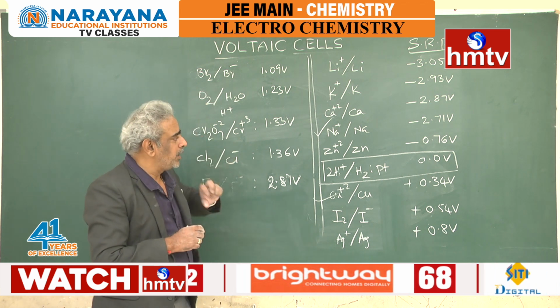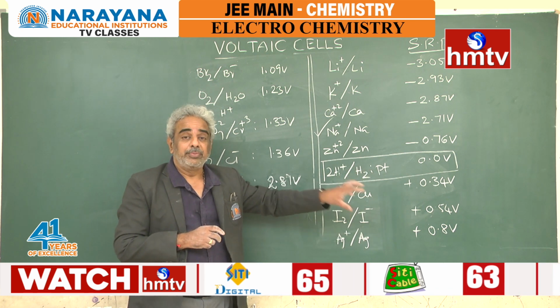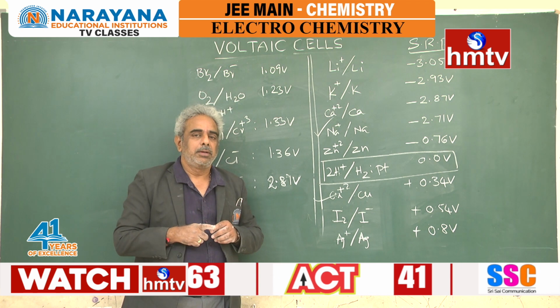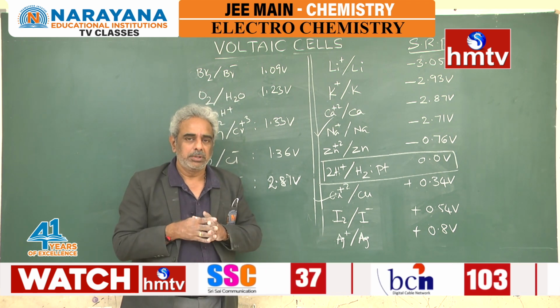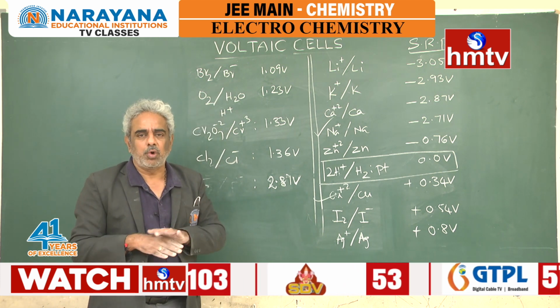So what will happen if I make a cell out of any two? The one with greater reduction potential will serve as cathode. The electrode with less reduction potential, let it be positive or negative, don't worry.